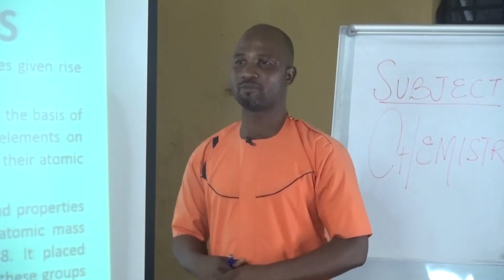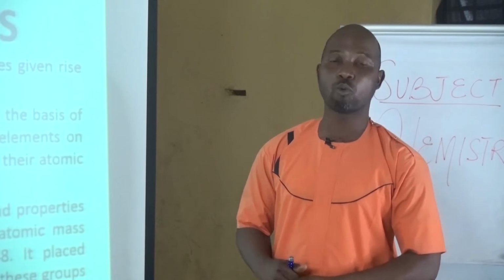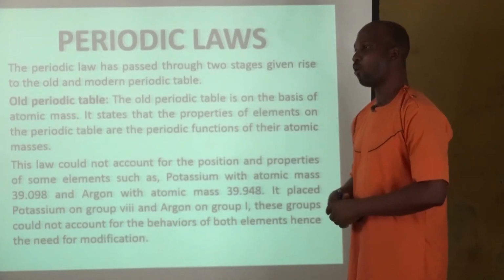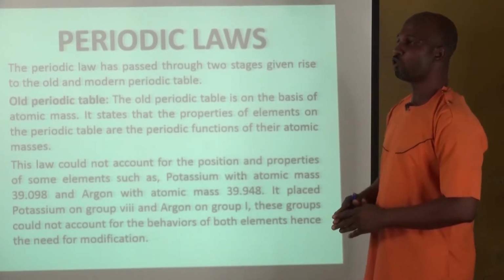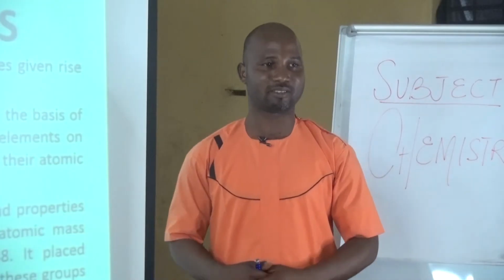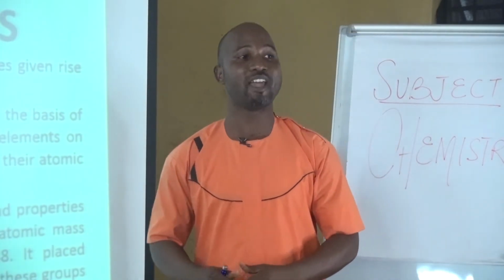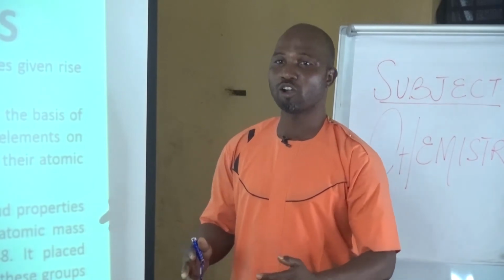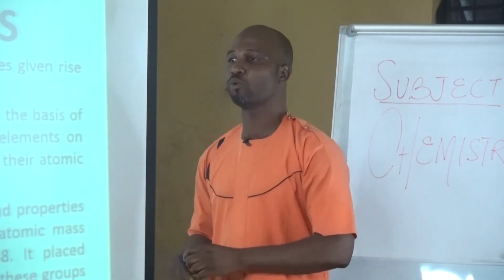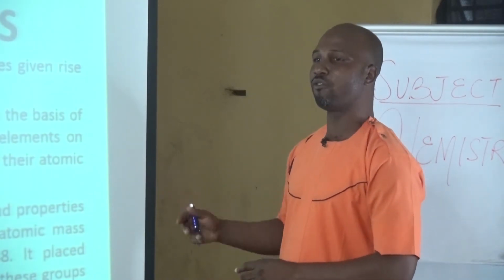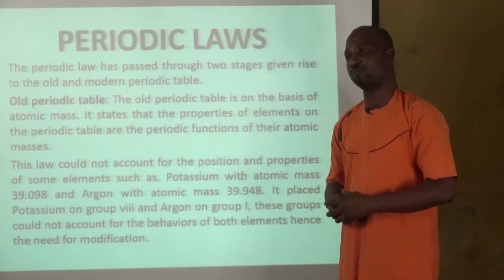So based on the arrangement, potassium will come before argon, and by so doing, potassium was placed in the group 8 element, while argon was placed in the group 1 element. Their position could not be accounted for by their properties because the group 8 elements were inert, while the group 1 elements were very reactive. Hence, argon could not withstand the reactivity of group 1, as well as potassium could not withstand the inertness of group 8 elements. As a result, there was a need for a modification of the periodic law.